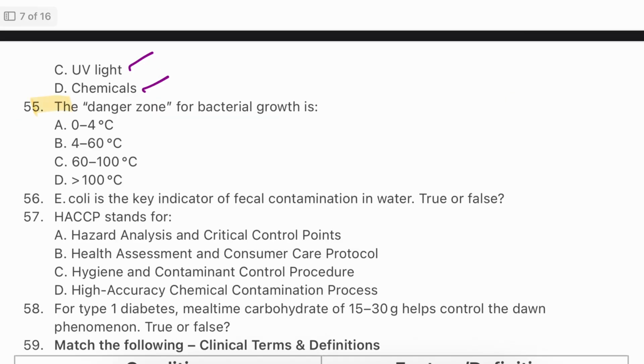Question number 55. The danger zone for bacterial growth is 0 to 4 degree, 4 to 60 degree, 60 to 100 degree, greater than 100 degree. The answer is B. 4 to 60 degree. 4 to 60 degree is the danger zone for bacterial growth.